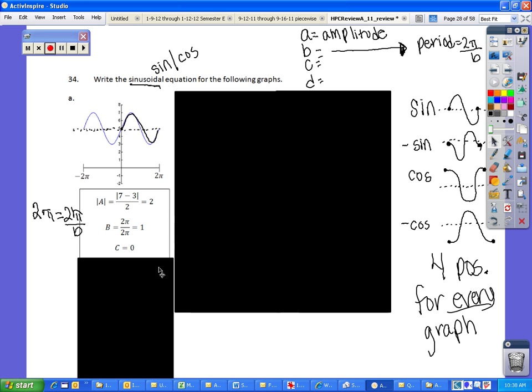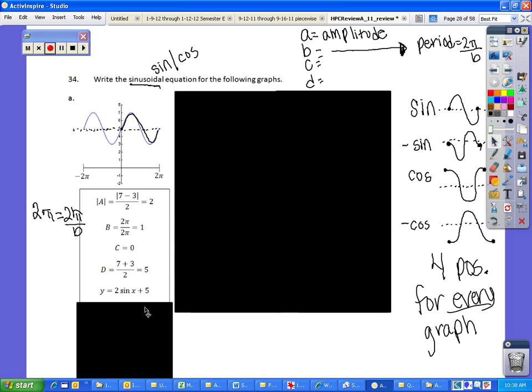For C, my C is my phase shift. So has this starting point that I determined going to be shifted left or right? And that's my phase shift. And the answer is no, it starts at 0. So therefore my C value is 0. Finally, my D value is how far up this graph is shifted, which is basically the midline. It's the halfway point of your graph. In this case, it's 5, so my D value is 5. If you want to calculate that, you take the high and low, you add them and divide by 2. So therefore your D value is 5.